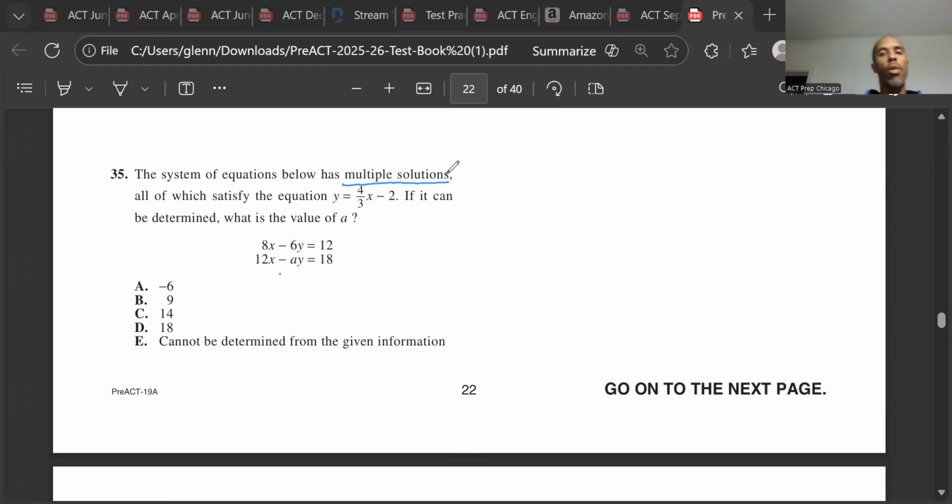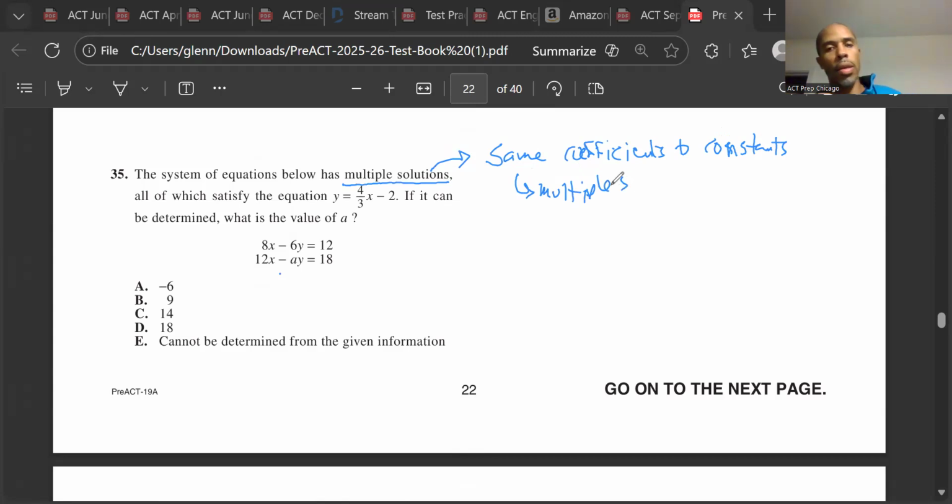The system of equations below has multiple solutions, all of which satisfy the equation if it can be determined. So I know many solutions means what? Many solutions means you either have the same coefficients and constants, or we have multiples, right? Or the same multiples, right?